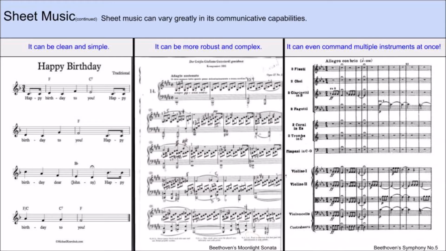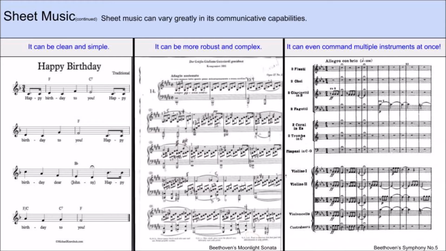On the left of this slide, we have Happy Birthday. This is a fairly simple example of sheet music.